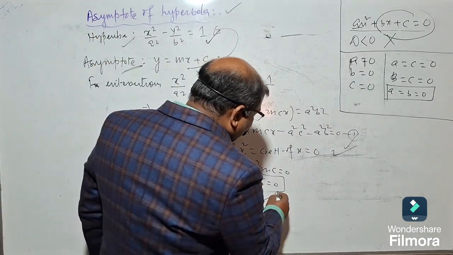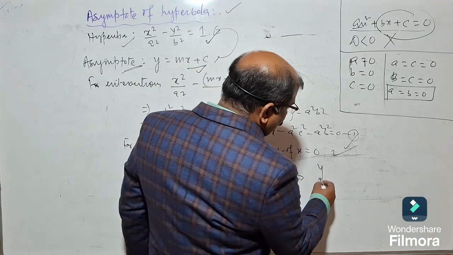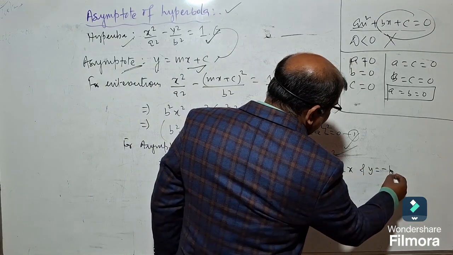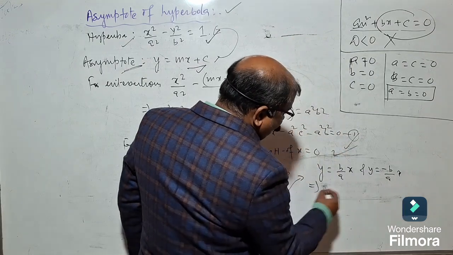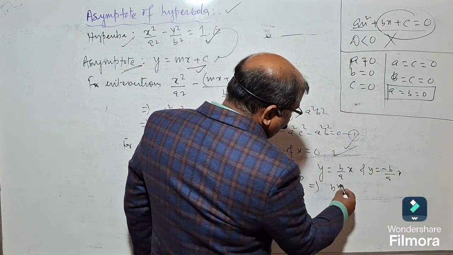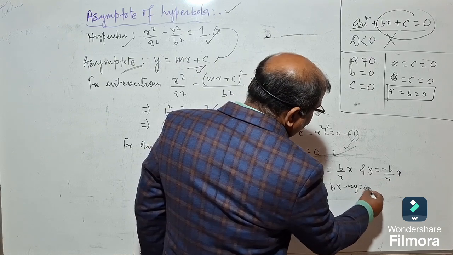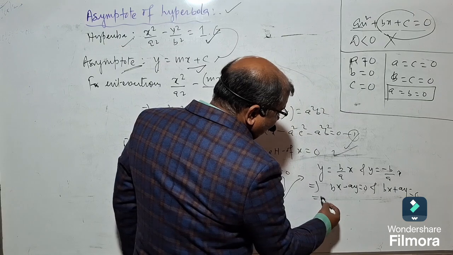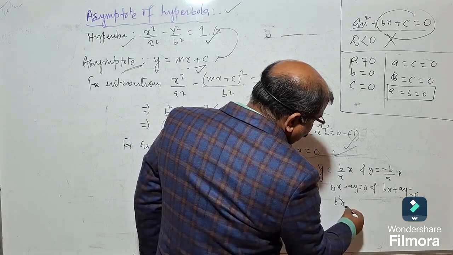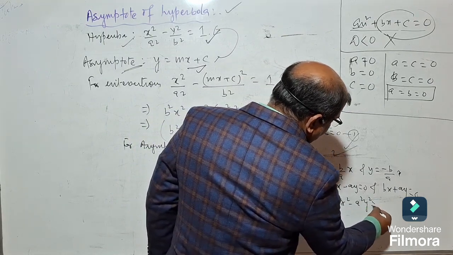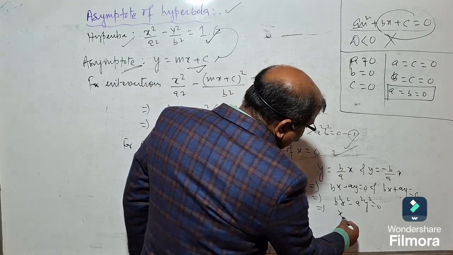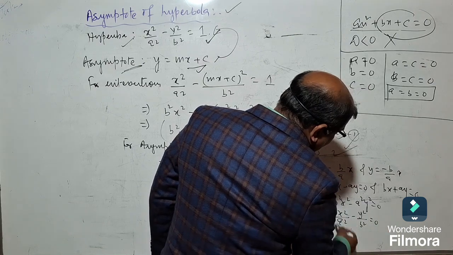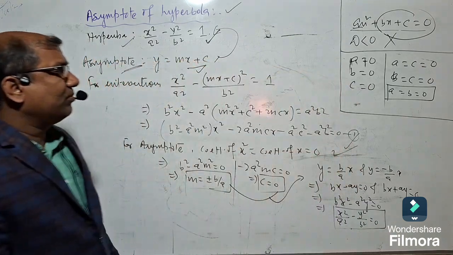So putting the value of m and c in the equation, we get asymptotes are y is equal to b by a into x and y is equal to minus b by a into x, and these are separate equations. So we can also write bx minus ay equal to 0 and bx plus ay equal to 0. Multiplying the above equations, we get b square x square minus a square y square equal to 0, and dividing both sides by a square b square, we get x square upon a square minus y square upon b square equal to 0. And this is the combined equation of the asymptotes.